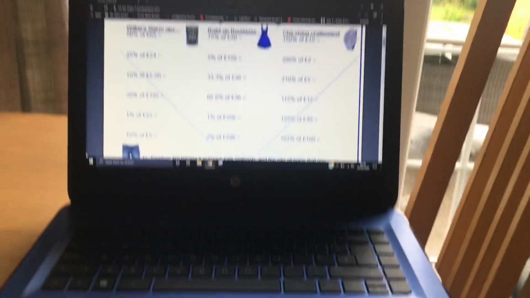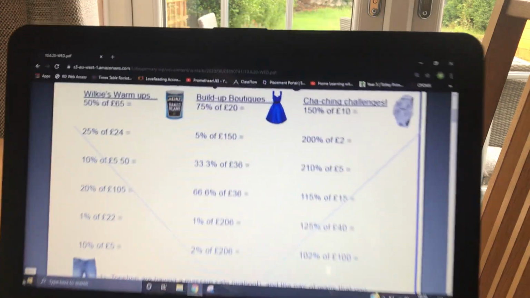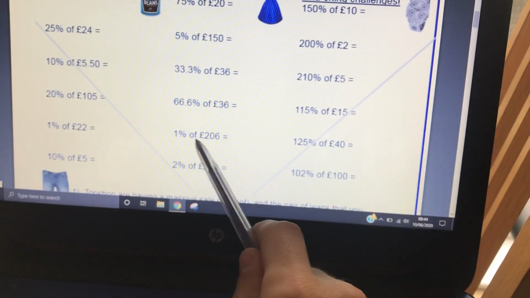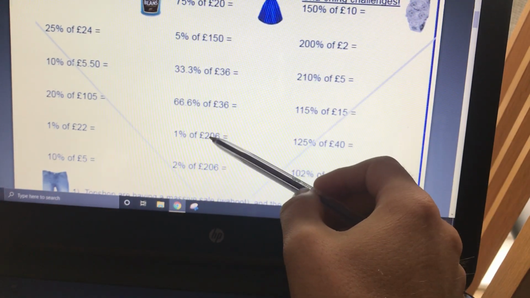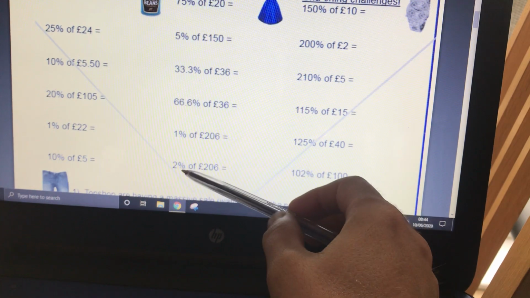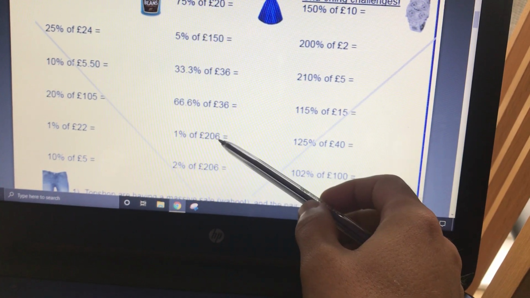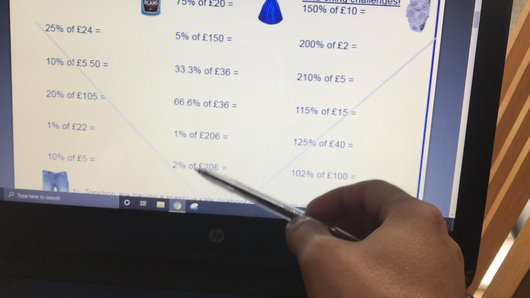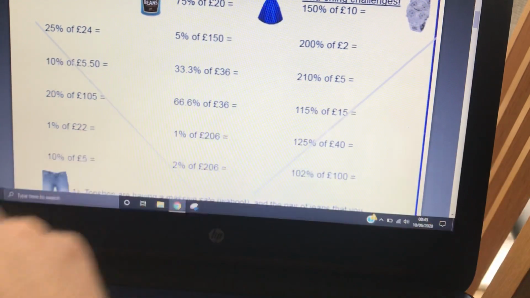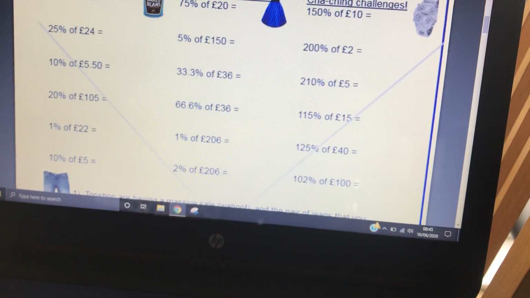And the last two on this section I'm going to rush through. So, the last two are nice and easy. 1% of 206, we divide that by 100, don't we? So, £2.06. 2% of 206, well, we've just found 1%. Double it. So, £2.06 becomes £4.12. Lovely jubbly. Right, the last section.